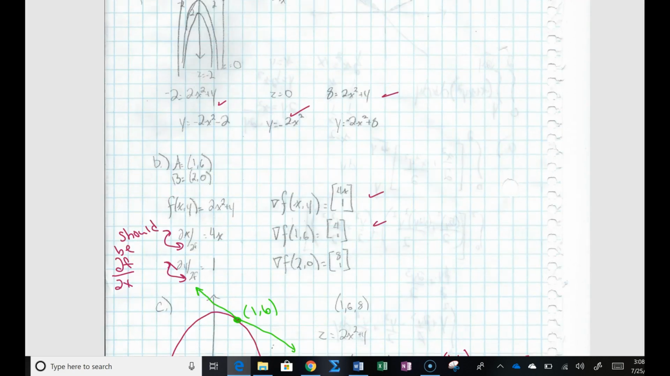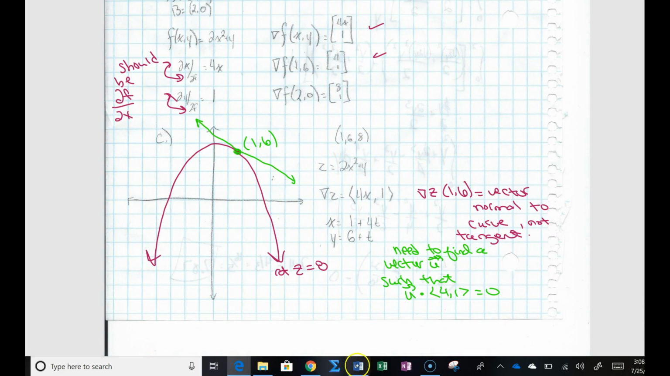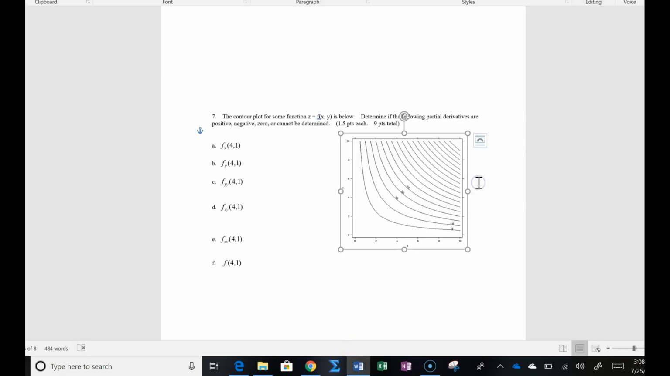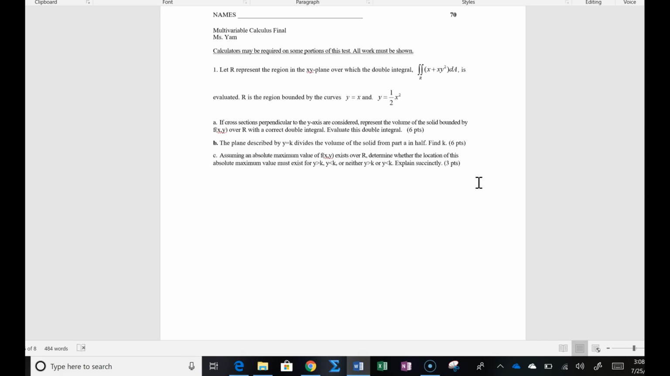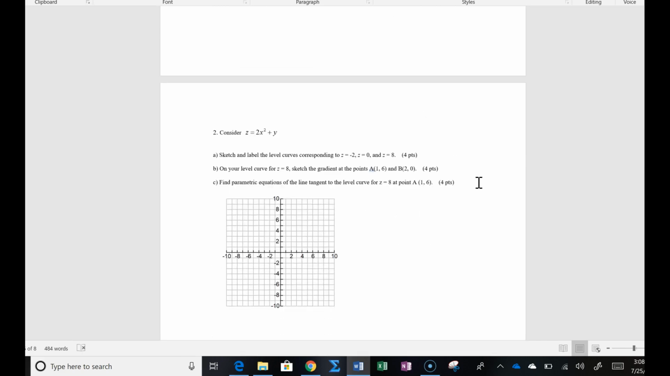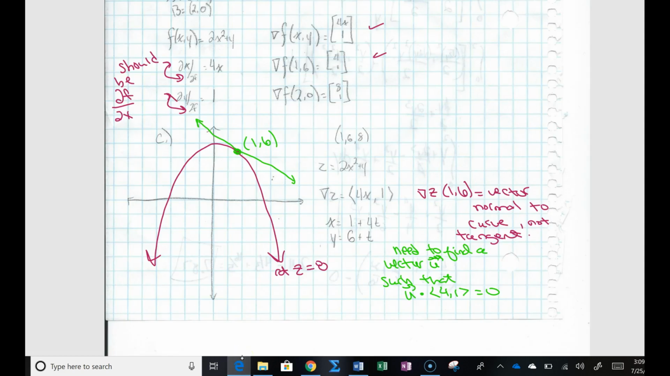That was all correct. Now this one, part C. Okay. So look at part C. Part C on question number 2 asked you to do the following. It said, find parametric equations of a line that is tangent to the level curve, okay? Not normal. So what you did, you used this point (1, 6), you found del z, you plugged in (1, 6) for del z. That would then give you the vector normal to the curve, not tangent. In other words, this vector here, when you input (1, 6), would be normal to your level curve. I wanted the line to be tangent.